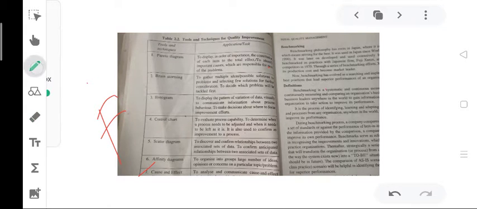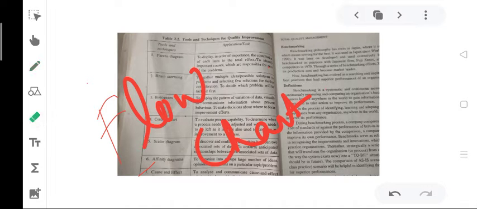Flowchart. The application and task of the flowchart in tools and techniques is to describe the existing process and to design a new process. Flowchart: to describe the existing process and to design a new process.